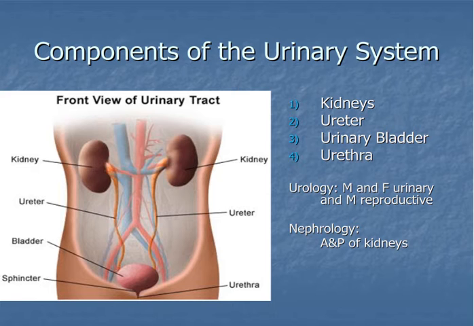The ureters transport the filtrate, or the urine, from the kidneys to the urinary bladder, where it's going to be stored. And finally, the urethra is just a muscular tube that helps to convey the urine from the urinary bladder to the outside of the body. And of course, that urethra has urethral sphincters on there, so we can choose when we want to go to the bathroom.